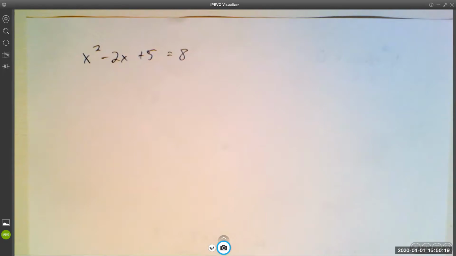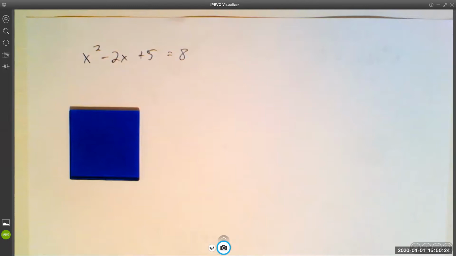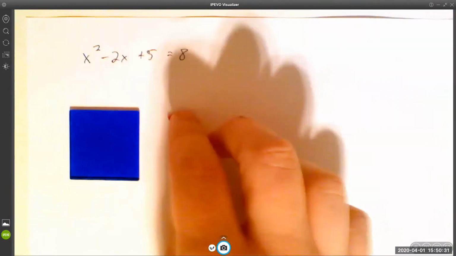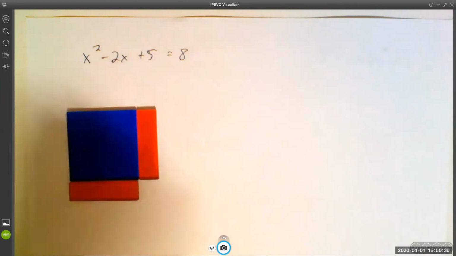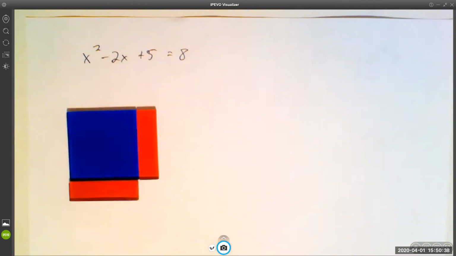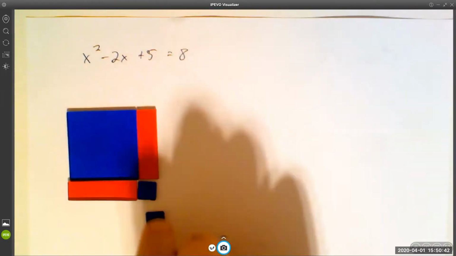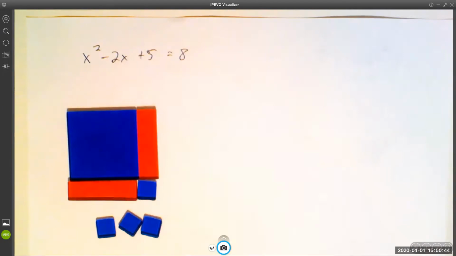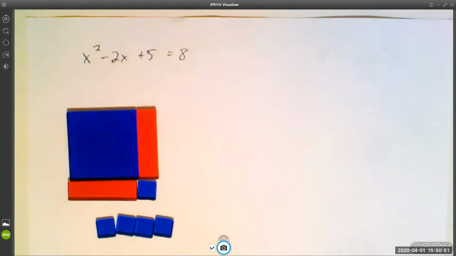Okay, here's my solution. I'm going to do x squared minus 2x. So I'm going to put half of those x's here and half of them there. And then I have plus 5. So the 1 completes the square, but I have these 4 left over, right? That are just sort of hanging out, not really contributing anything.